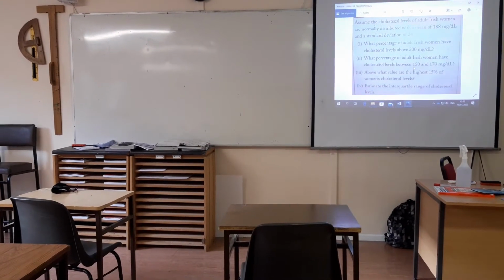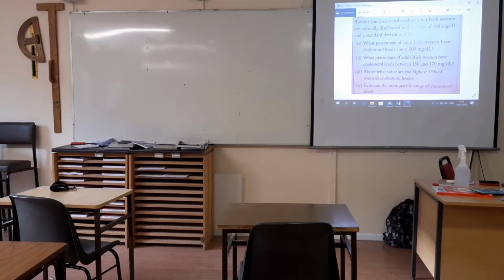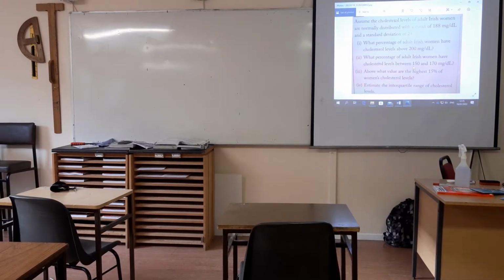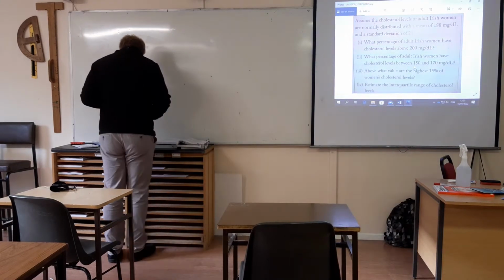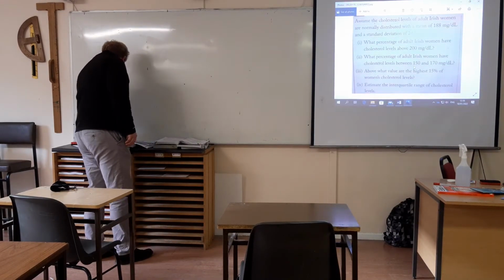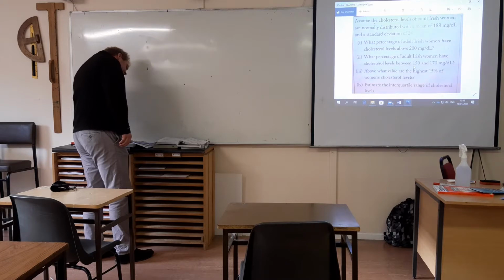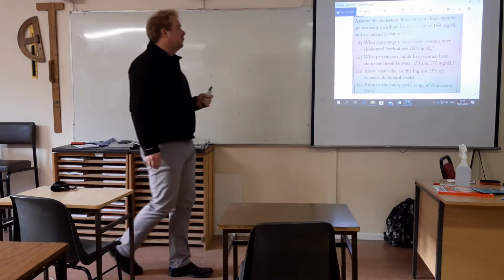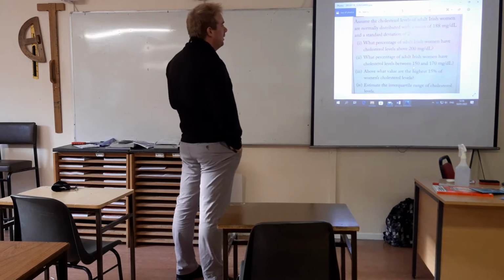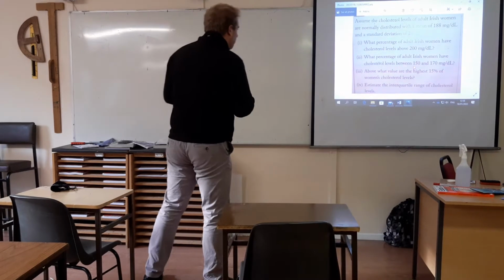Okay, so in this video, what I'm looking at is the Z-table scores, and I'm looking at a particular example that I have on the data projector there, which states that assuming the cholesterol levels in adult Irish women are normally distributed with a mean of 188 milligrams per decilitre and a standard deviation of 24.